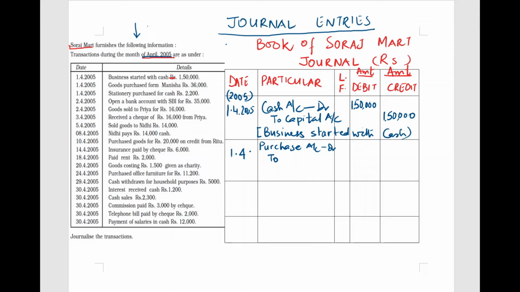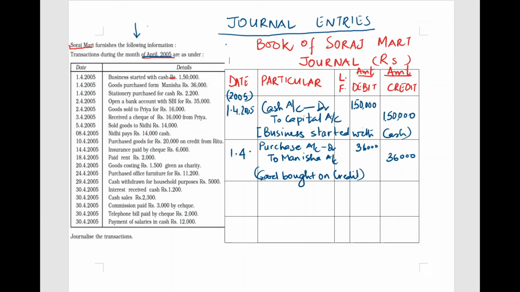To Manisha account. Money, goods comes in, but I have to pay. So Manisha becomes my creditor whom I have to pay, right? So whom Suraj Mart has to pay, Manisha account. Now this is debit and this is credit. Amount is 36,000 and this is 36,000. Again the entry you need to write, you will say goods bought on credit.